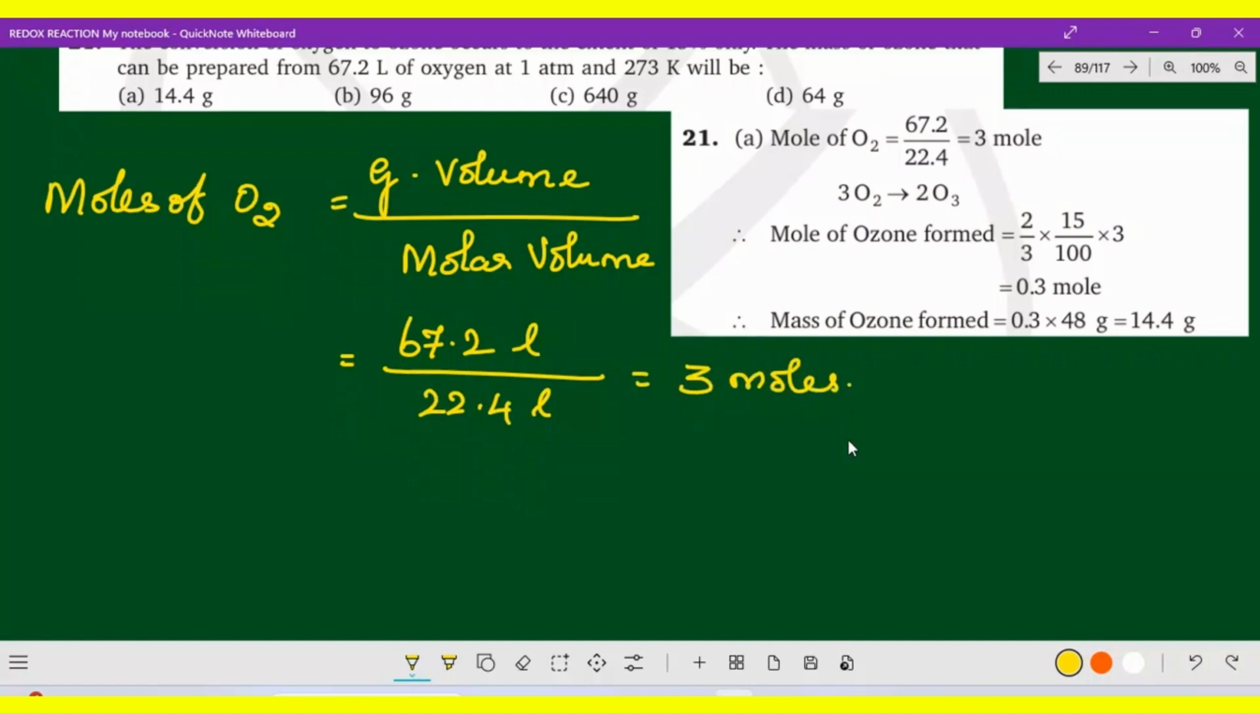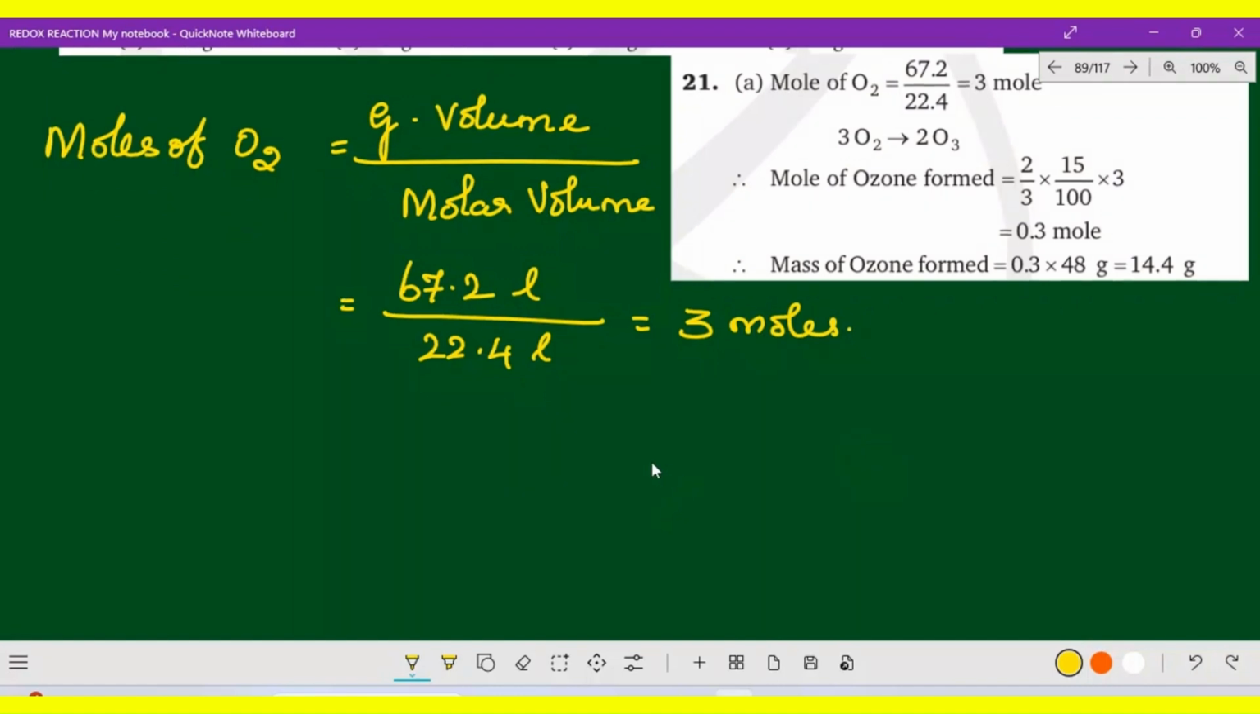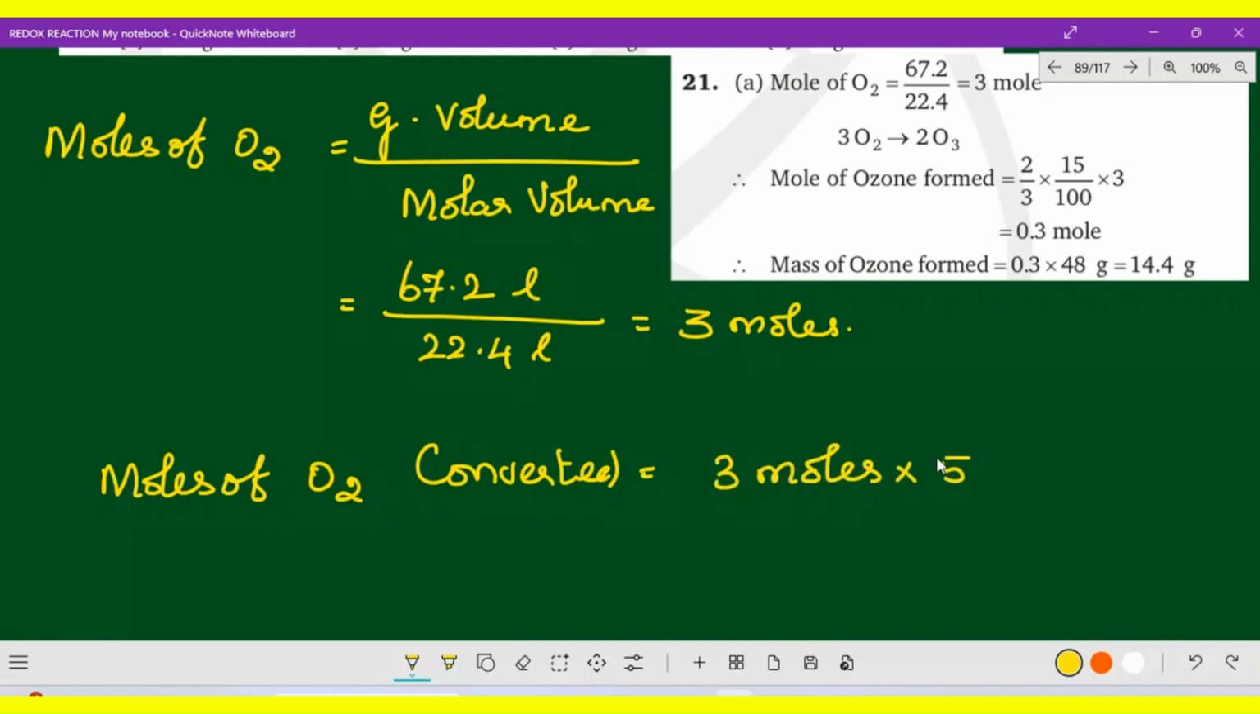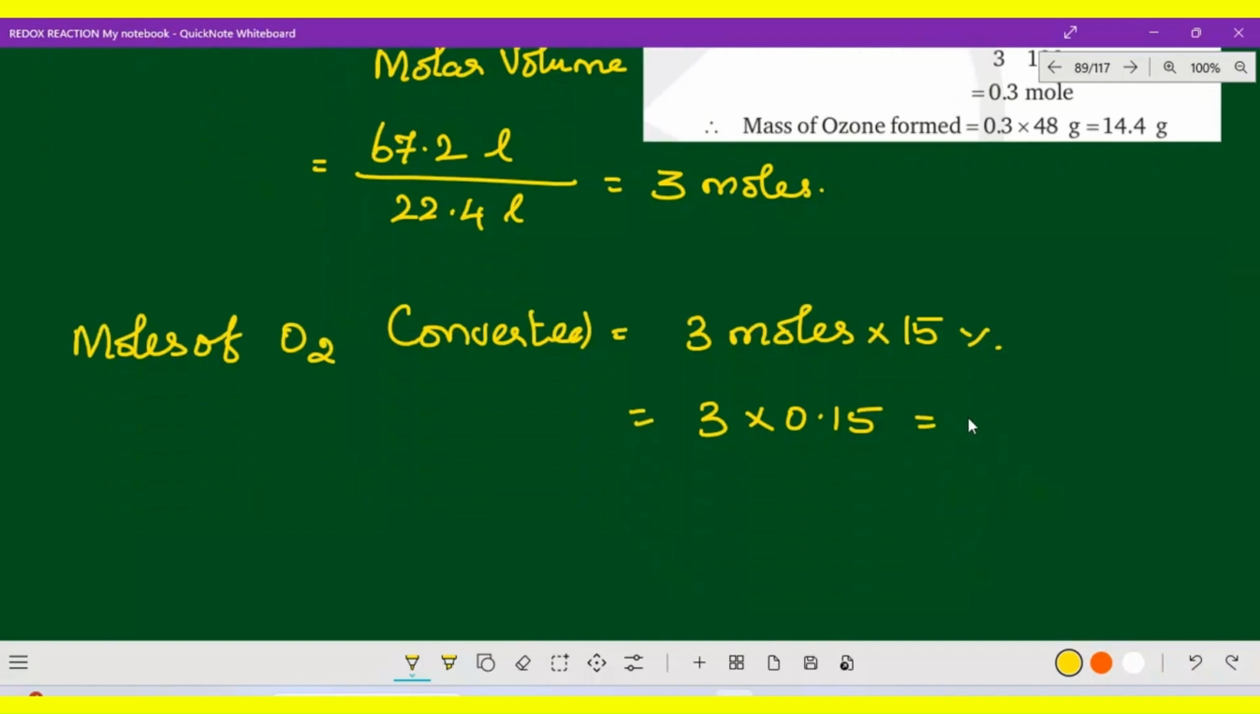Now, the conversion of oxygen to ozone, how much has been taken percentage wise. So moles of oxygen converted is 3 moles into 15%, so we can write it as 3 into 0.15. So we will get 0.45 moles.